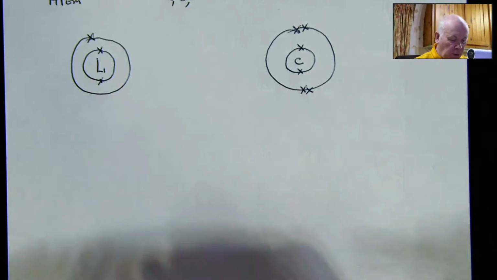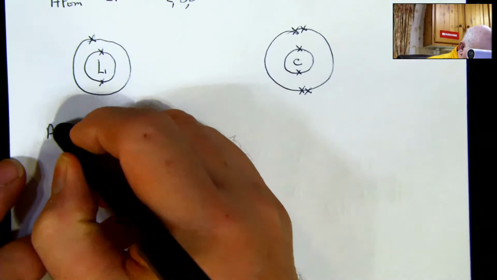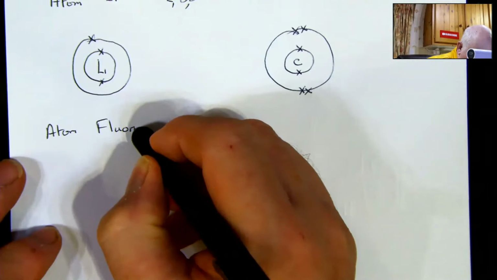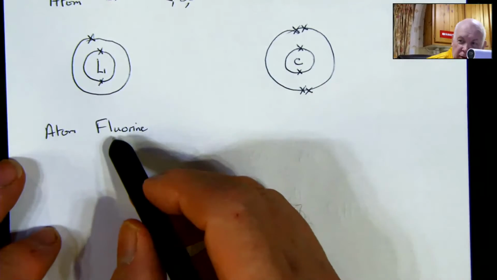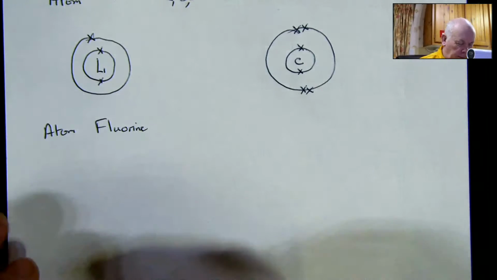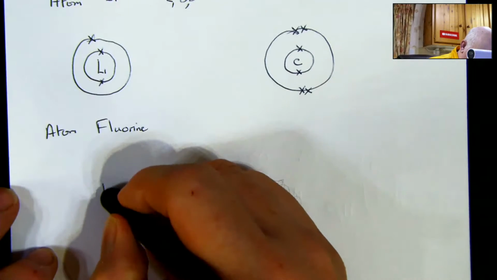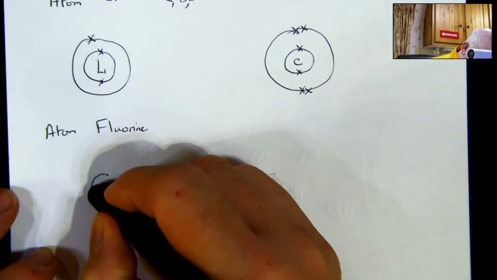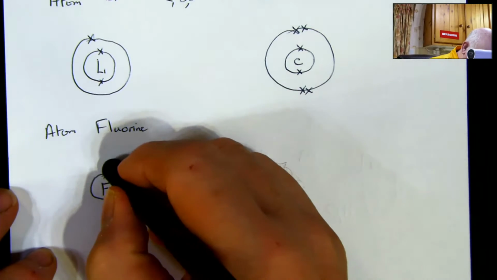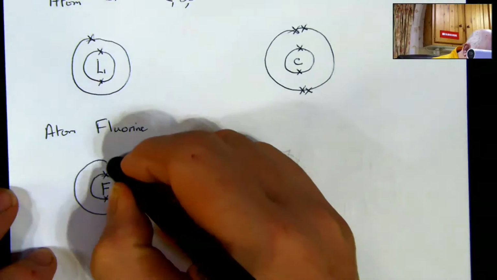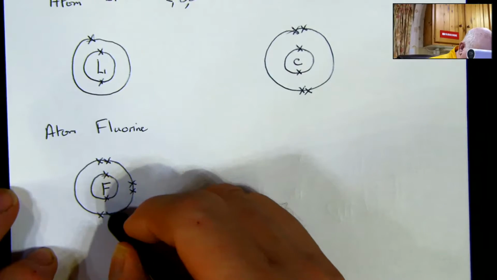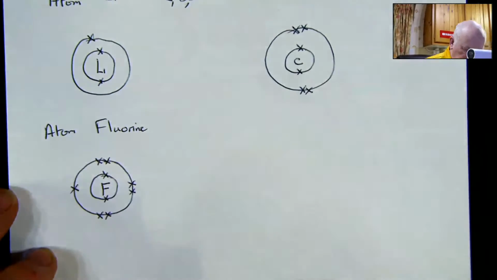Let's move along, looking at now an atom of fluorine. Fluorine has an interesting spelling. The number of times I see flowering is, well, very high, I suppose. Fluorine, we've got 1, 2 electrons, and 1, 2, 3, 4, 5, 6, 7.